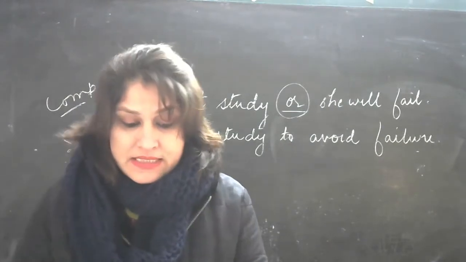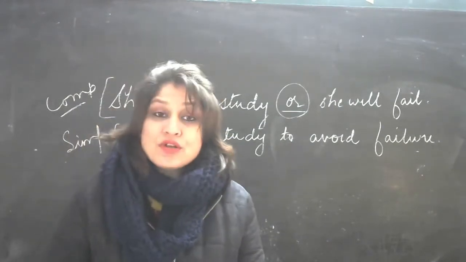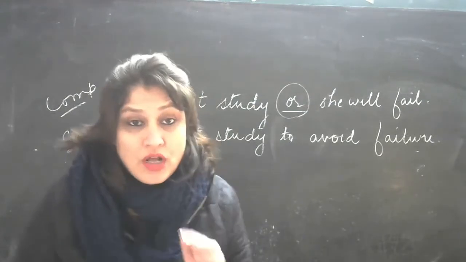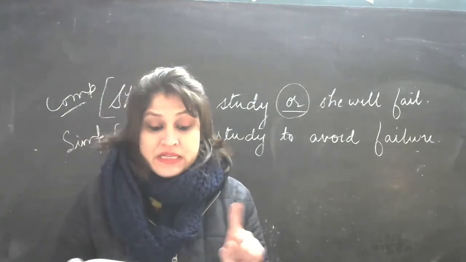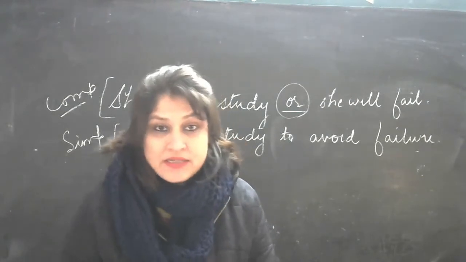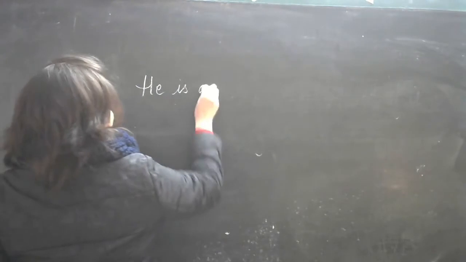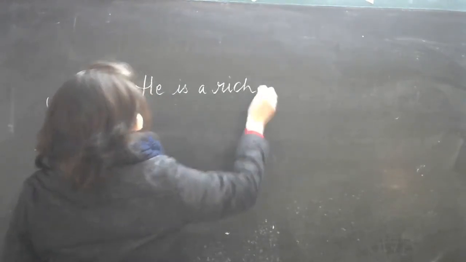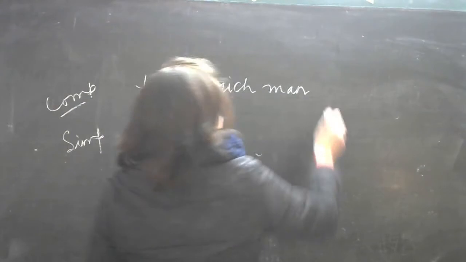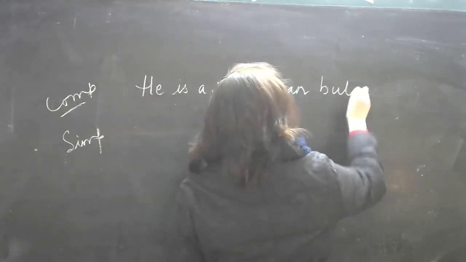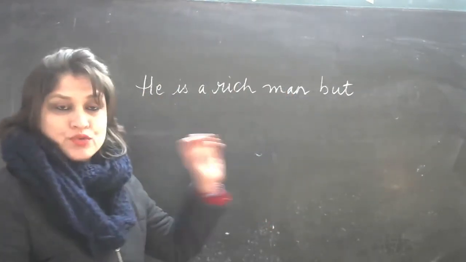There's another sentence here. He's a rich man, but he's not proud. So maybe he is rich, but he's not at all proud. See, it is given here. In spite of his riches, he is not proud. I'll write that also for you. He is a rich man, but, so they've used a conjunction here, right, to make it clear.